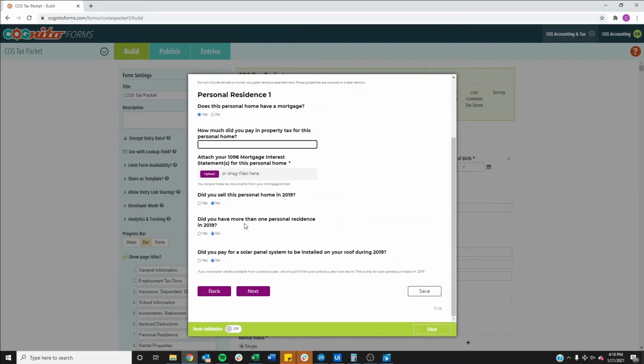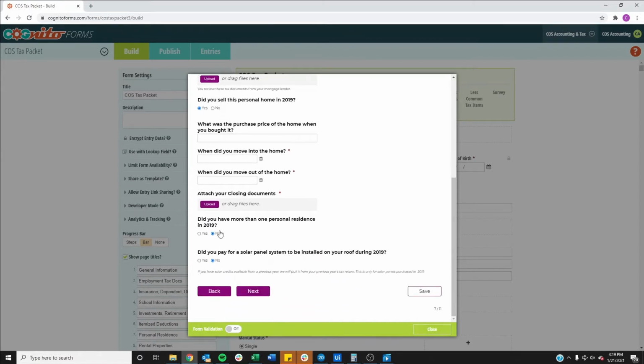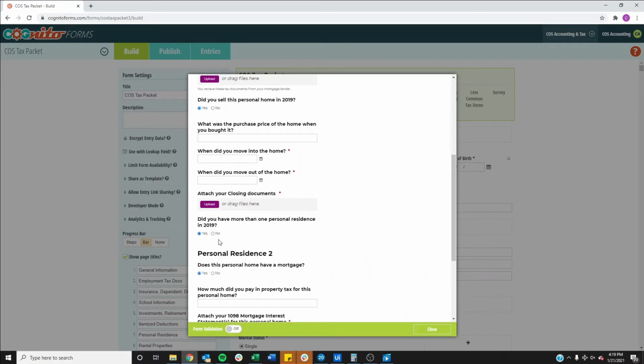If you sold the home that tax year, to be able to calculate your capital gains, if you did have to pay capital gains, we'll need to know how much the purchase price of the home was when you bought it, when you moved into the home, and when you moved out, and we'll need you to attach the closing docs for when you sold the home. And if you had more than one personal residence in that tax year, we'll ask you about that second residence as well.